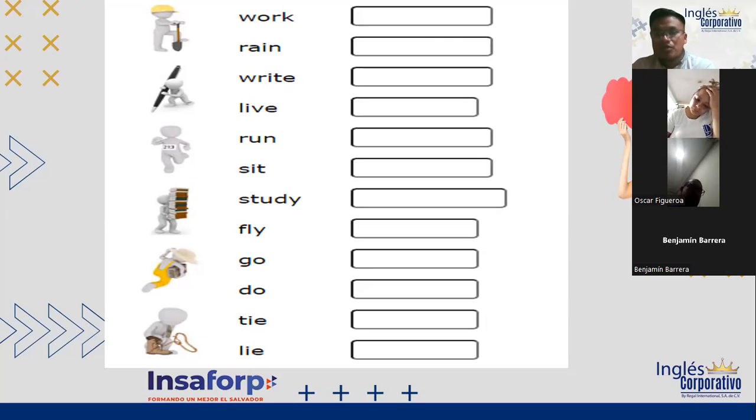So we just have 3 minutes left. Nos quedan tres minutos más to complete it. Okay, you finished. Okay, please go ahead and send it through WhatsApp.